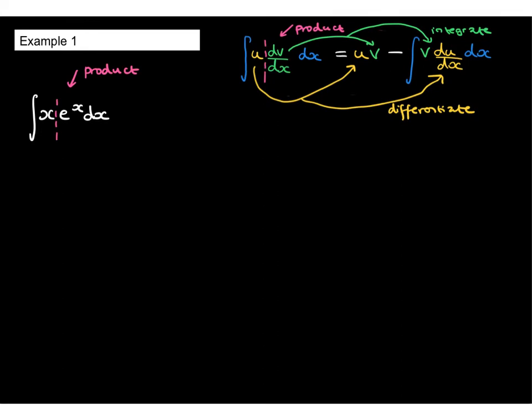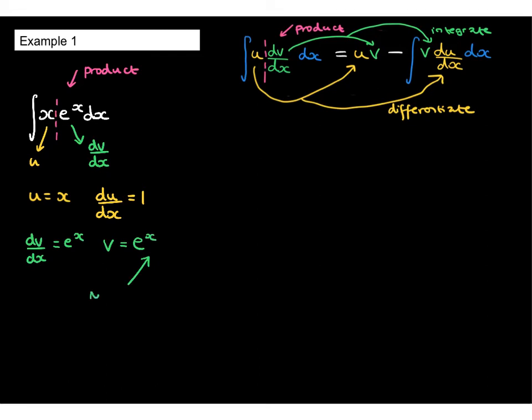Now, I'm going to choose for x to be u, and I'm going to choose for e to the x to be dv by dx. So, u equals x, remember, u gets differentiated, so du by dx is equal to 1. And I'm going to choose dv by dx to be e to the x. And remember, dv by dx has to be integrated, so e to the x integrates to e to the x.